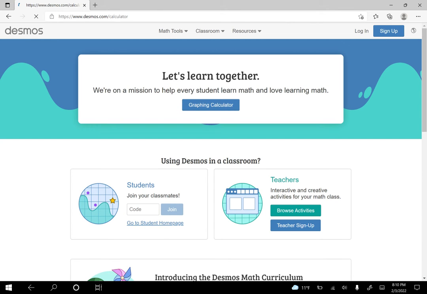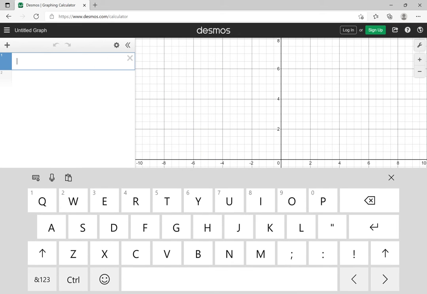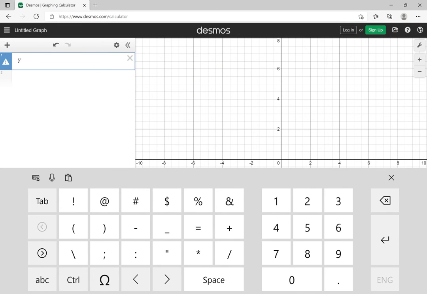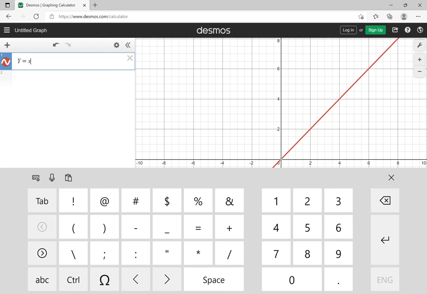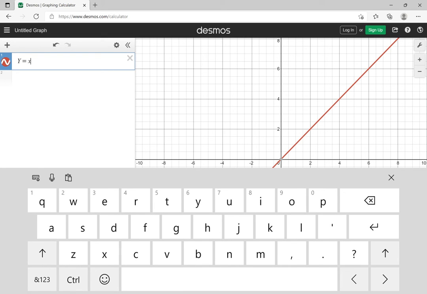And I'm going to type in this function. Y equals, let's see, x. I might have to use my keypad. Let me get my keypad plugged in here, folks.